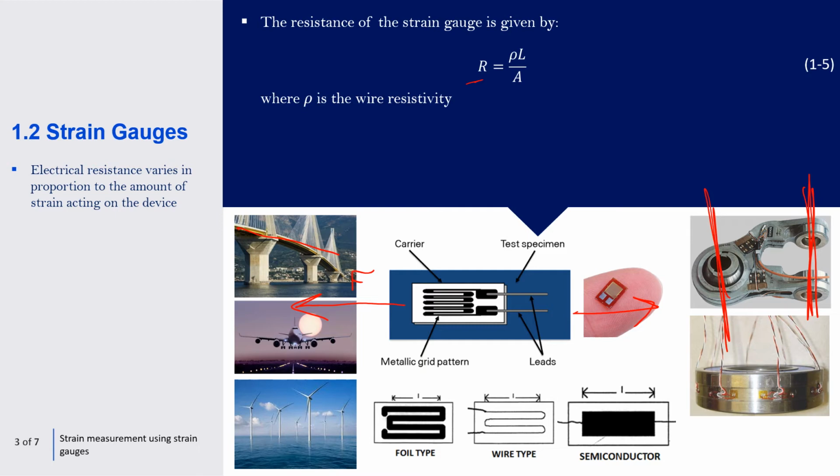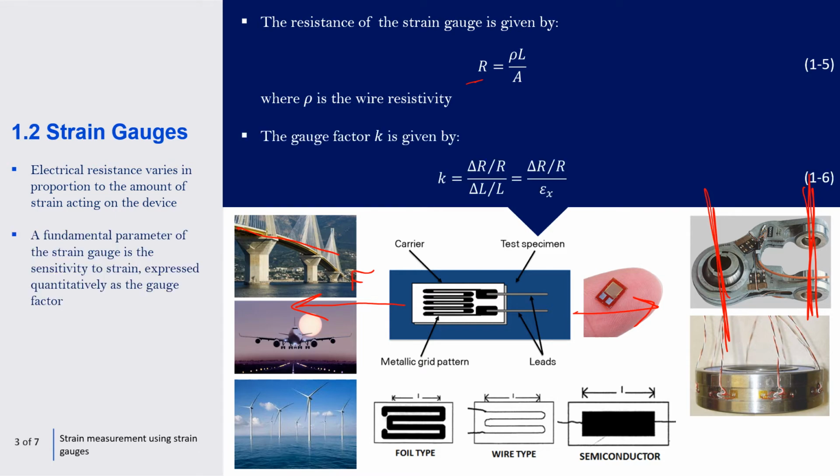As you put it under tension, the length is going to increase, the area is going to decrease, and the resistance is going to increase. Under compression, the length is going to decrease and the area is going to increase, so the resistance will decrease.